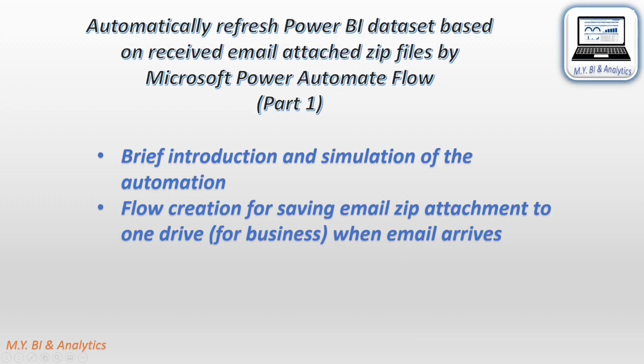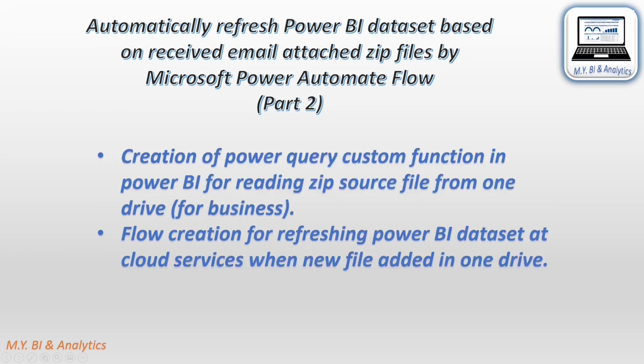In today's video, I first briefed you on an automation framework for saving email attachments to OneDrive and refreshing the Power BI dataset by Power Automate flow. Then I demonstrated the steps in detail: when a target email arrives, how to create a flow to update the file and save the backup file in OneDrive. In the next video, I shall show you how to create a custom function in Power BI to read the zip file from OneDrive and create a flow to refresh the Power BI dataset.